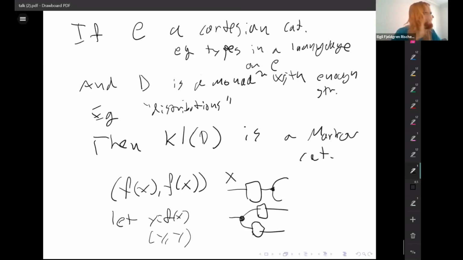Maybe I could also have mentioned another example of a Markov category: if you just have a Cartesian monadal category, then you also have a Markov category where all the maps are deterministic. So you have a very trivial probability theory where there's no probability.